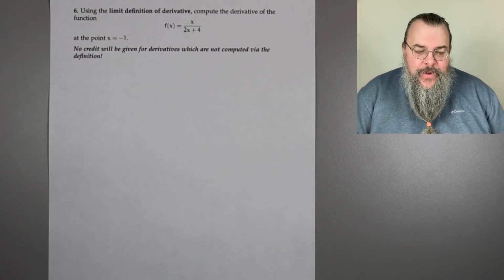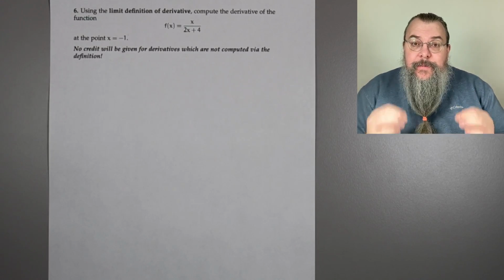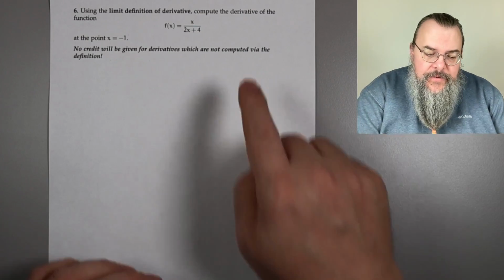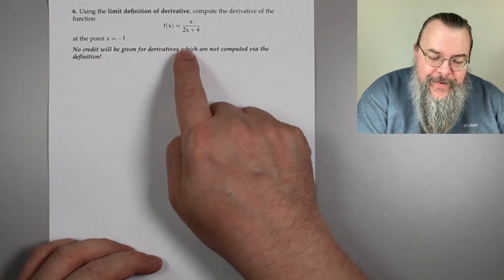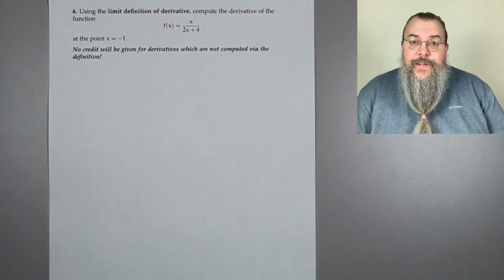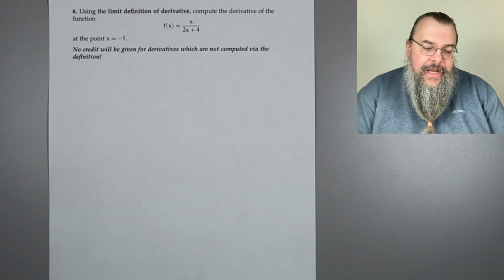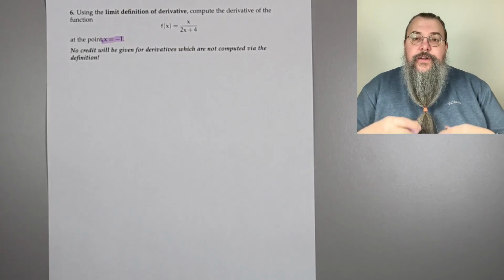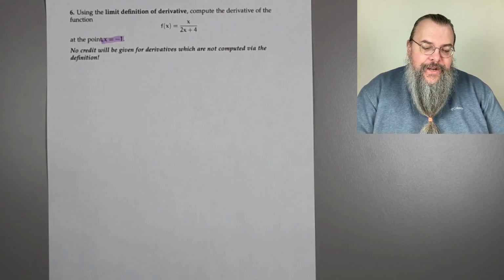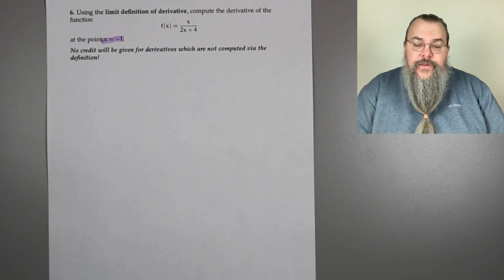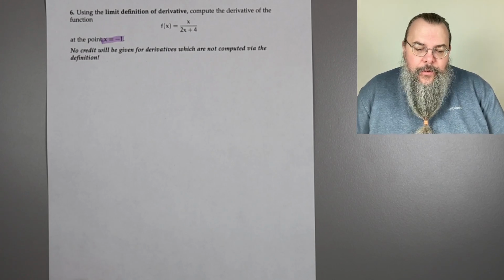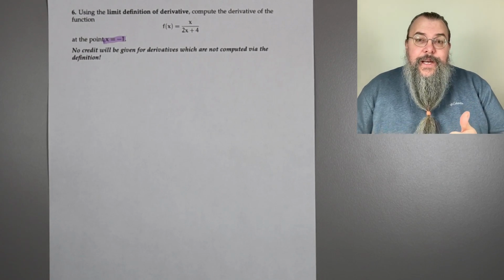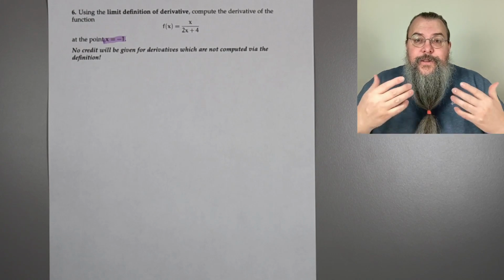Number 6, we're asked to use the limit definition of derivative to compute the derivative of the function f of x equals x divided by 2x plus 4 at the point x equals minus 1. All right, good, so we're finding a derivative at a point. What do we need? We need to know the limit definition of derivative, and then we have to understand the tools.